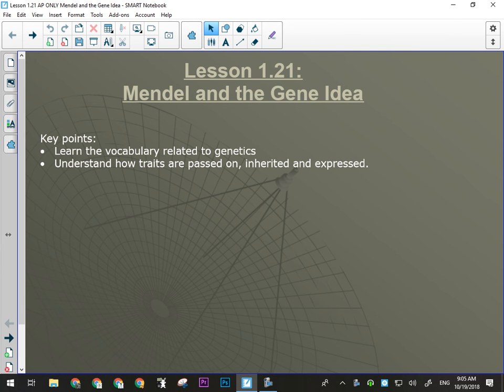All right, so we're going to go over some vocabulary to do with genetics so that we understand some of the terms that will be used, and then understand how traits are passed on, inherited, and expressed. So Mendel was an interesting guy. He was actually a monk, and one of his jobs at the monastery he lived at was to tend the garden where they grew their own food. One of their main food sources were beans and peas.